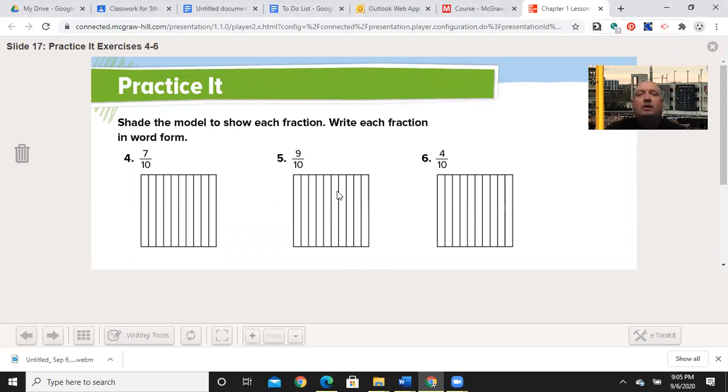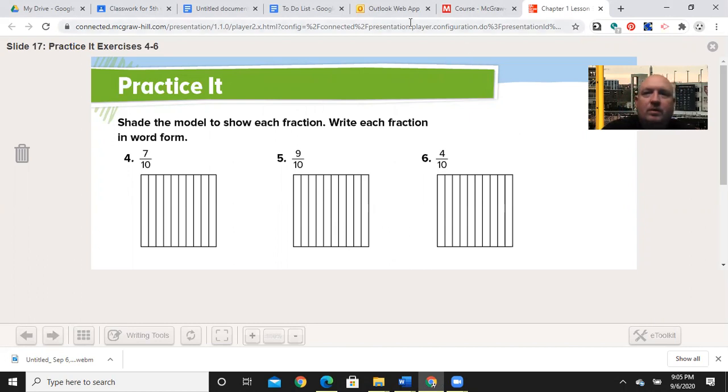Let's practice it. Here's what I want you to do. Once you're done, I would like you to pause the video, do these 3 problems, and come back and let's see how you did. Go ahead, pause the video, and I'll see you on the other side.